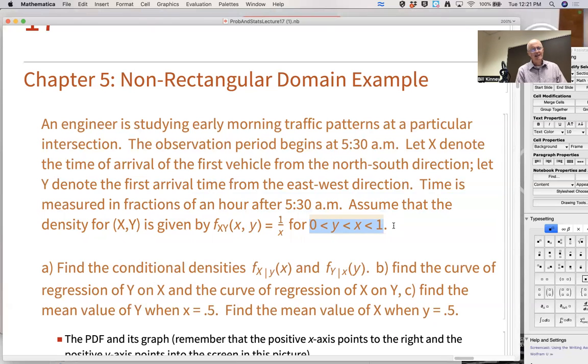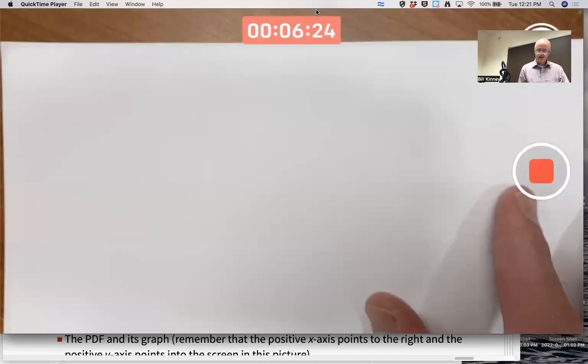Makes you think, well, I guess x and y both go between 0 and 1. Yes, but with the caveat that y is always less than x. That notation means y is always less than x. X and y are not arbitrary numbers between 0 and 1. Y has to be less than x. So if you're going to visualize this domain, try to draw it here in the xy plane.